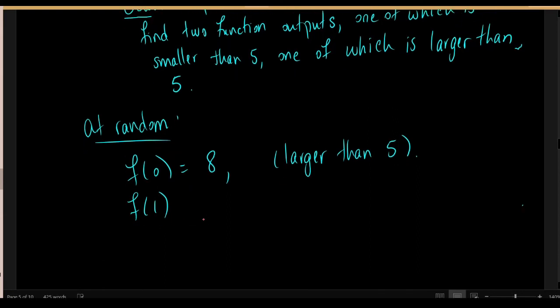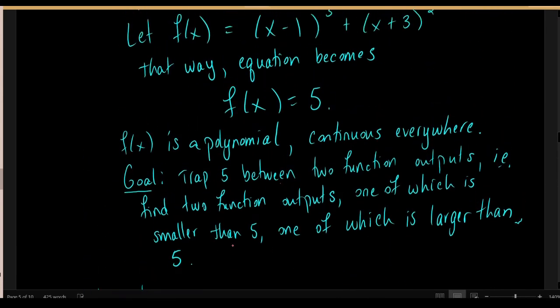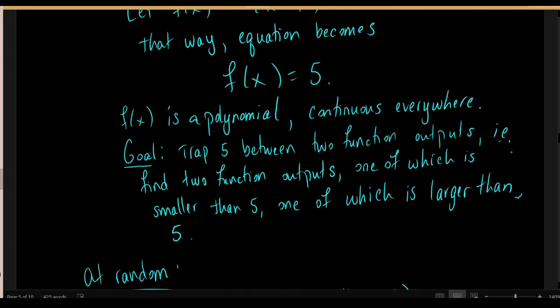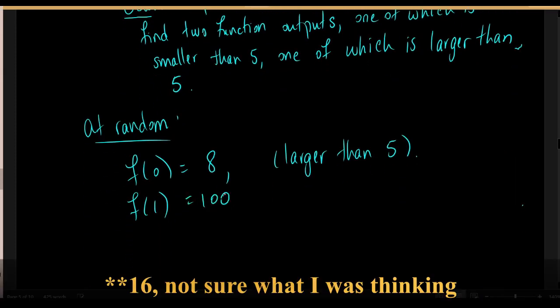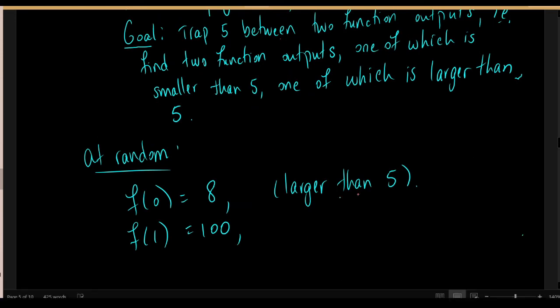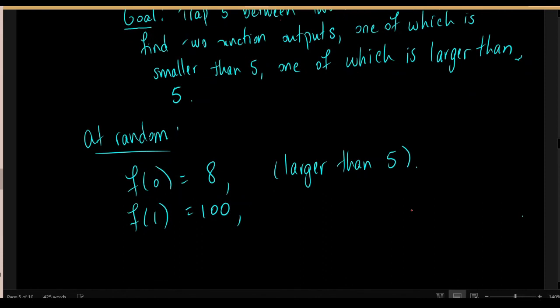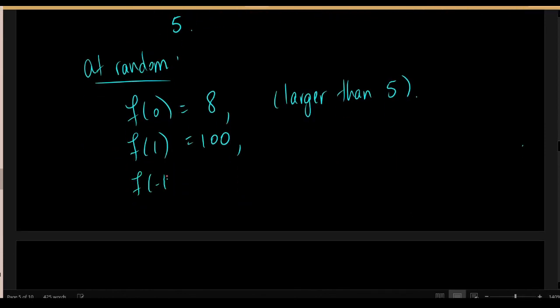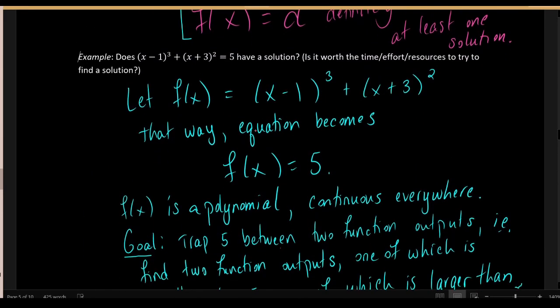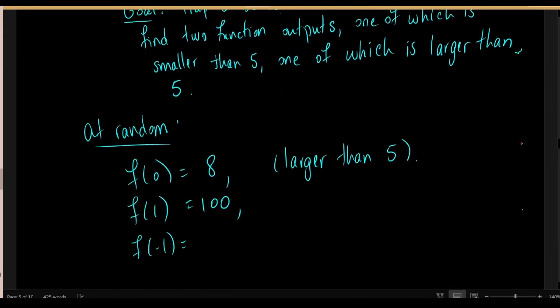So let me plug in the next easiest value. Maybe I'll plug in 1. But it looks like if I plug in 1 to this function, the result is going to be 100. So that's not going to work. I'm still looking for a value which is smaller than 5. I already have my y value which is larger than 5. So maybe I'll try a negative x value, something like minus 1. And if I plug in minus 1 to this function, it looks like I get negative 2 cubed plus 2 squared. So I think that's minus 4.